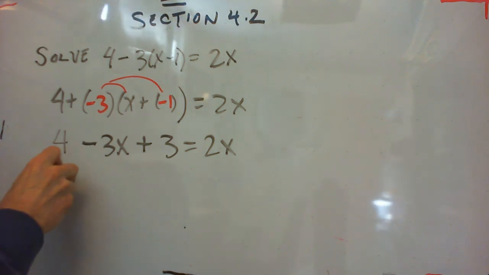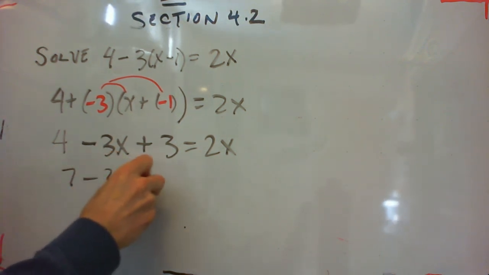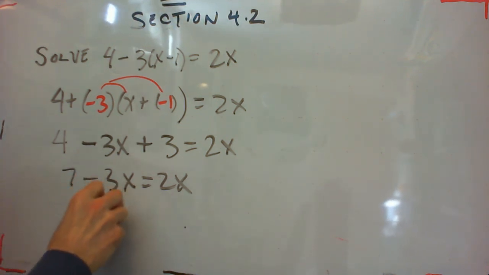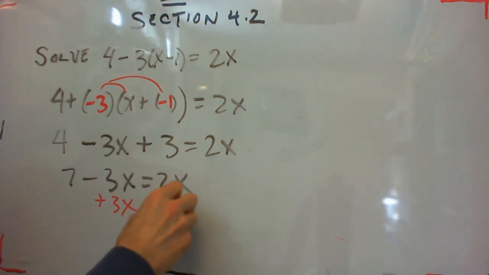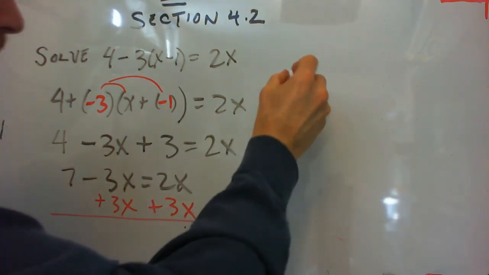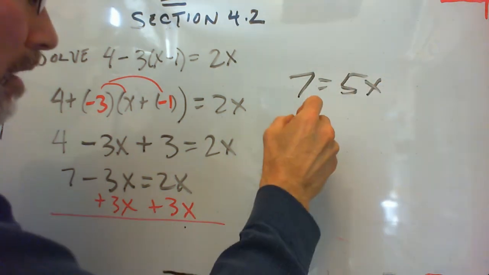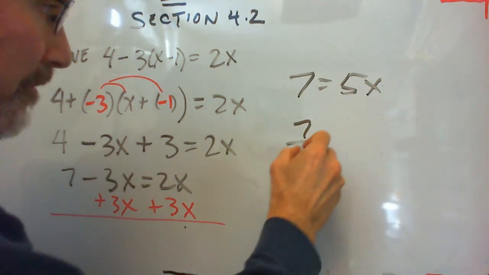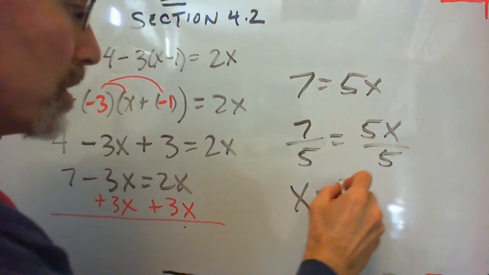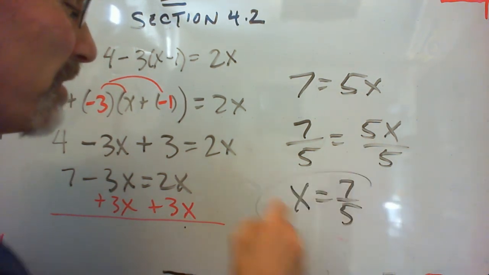So we can combine like terms. 7 minus 3x equals 2x. And then we want all the x's on one side, so we add 3x to both sides. And we get 7 equals 5x. Divide both sides by 5. x equals 7/5.